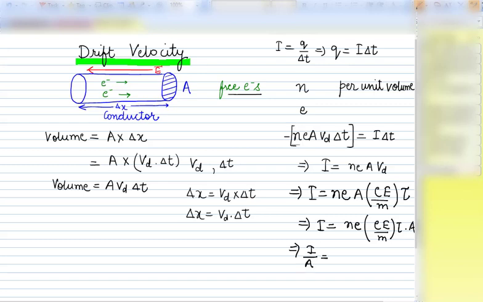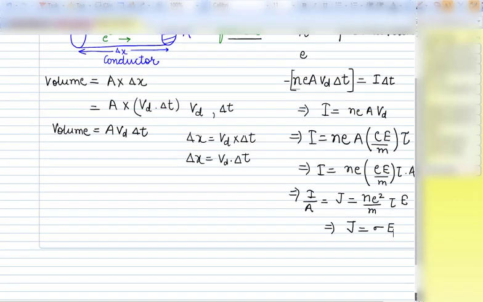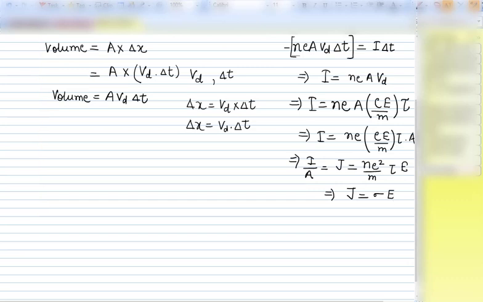And again, if we take A to this side, then I upon A will give us the current density, that is the current per unit area, J. So the current density comes out to be n e square upon m into tau E. Now simply use Ohm's law. What is Ohm's law? V is equal to IR, or in terms of current density, J is equal to sigma E. So if you compare these two equations, J is equal to this value into E, and Ohm's law is J is equal to sigma E. So all this value corresponds to the conductivity of the conductor we are taking.